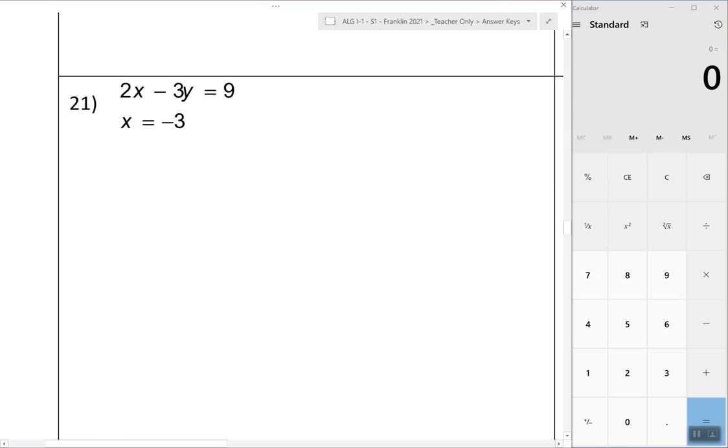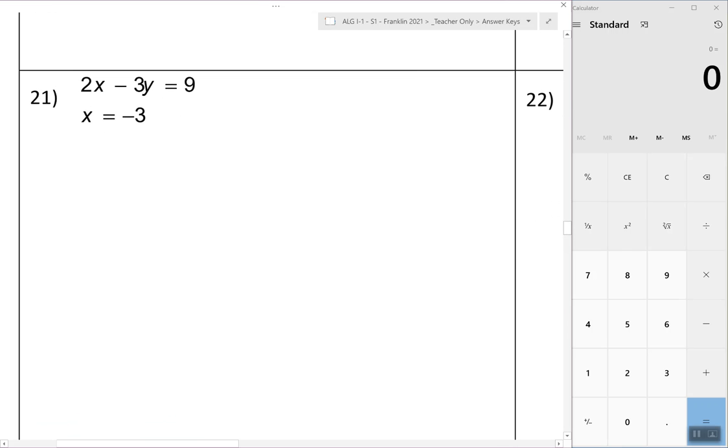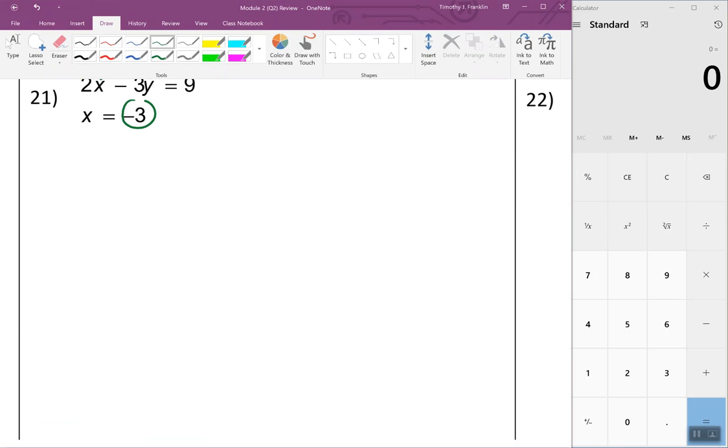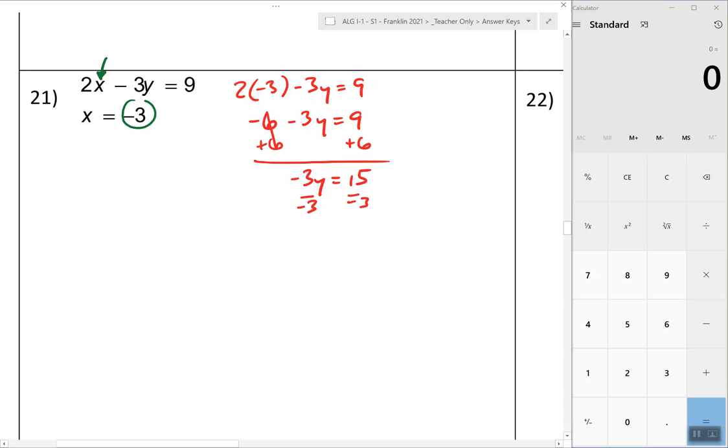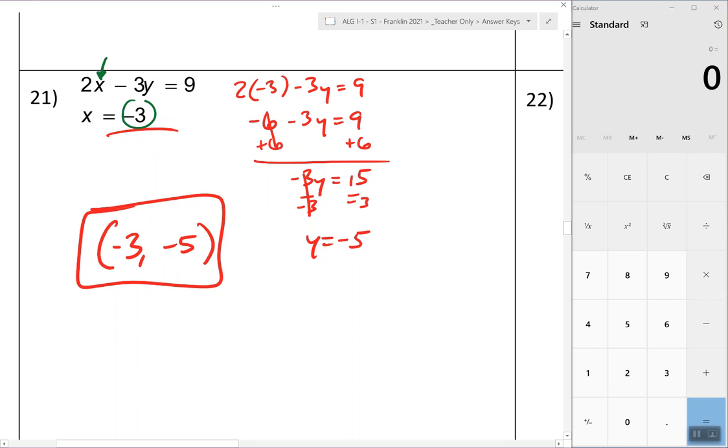Let's go on to 21. Now here, this one just gives you that x equals -3. We can just plug that in right here. So 2 times -3 minus 3y equals 9. So -6 minus 3y equals 9. We'll add 6 to both sides. -3y equals 15. And y equals -5. So our solution is the point -3, -5. We were already given x here, so no need to solve for it.